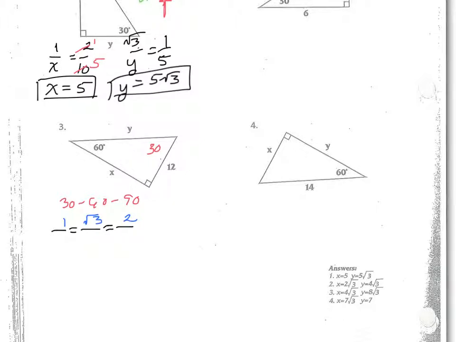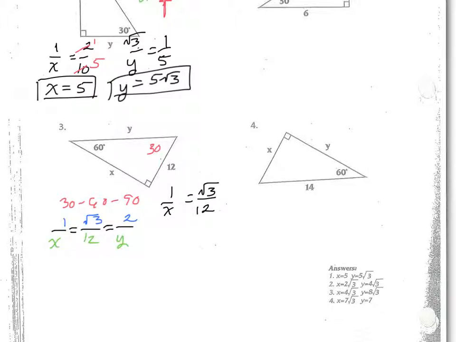So what is across from the 30? X. What is across from the 60? 12. And the 90? Y. And so our full ratio is here. That's the one that we're going to use with each of these two, so we're going to set up 2 different proportions. One proportion is 1 is to x as radical 3 is to 12.